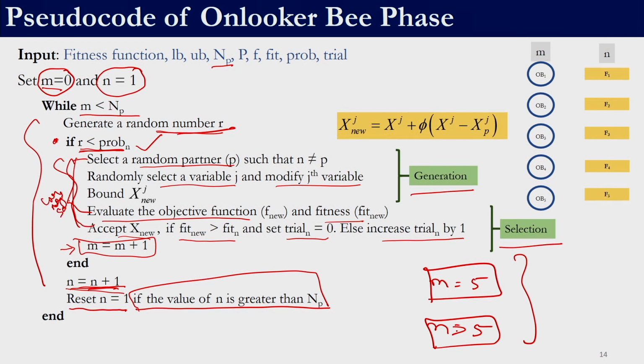So, we will just be calling that function again. We need to basically implement just 2 or 3 steps, right. We need to generate a random number, compare with this probability, call that function, increase the value of m, irrespective of this condition being true or not, we will have to increase the value of n and then reset n to 1 if it is greater than np.